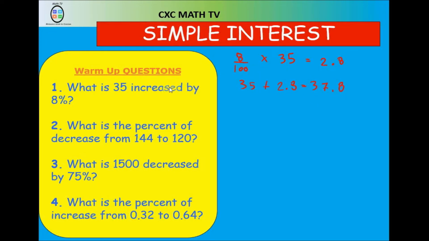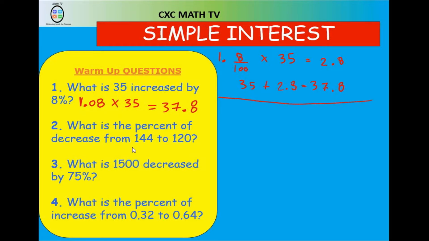Some other persons might say 8% is 0.08, and so as a decimal we want 1.08 of 35, but of means what? Multiply. And so you might just put in 1.08 times 35 and you get your 37.8. Whichever method you did is fine.